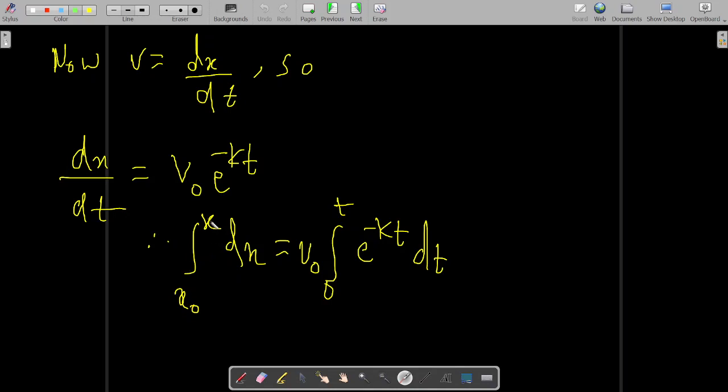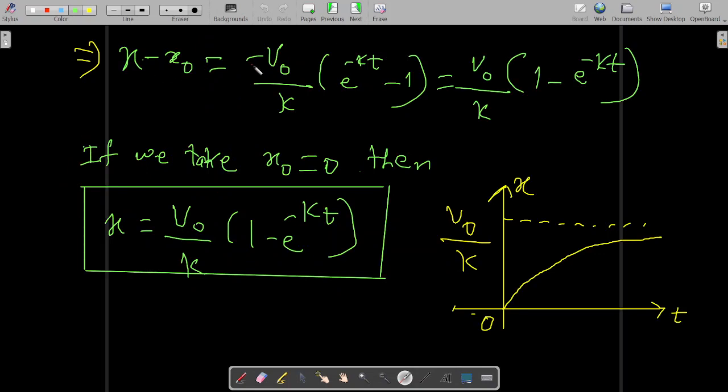So x naught to x means the initial time is 0. At initial time 0, the displacement is x naught from some origin. At initial time 0, the distance traveled by the object is some x naught, and at time t equal to t, the displacement of the object, not distance, displacement I should say rather. So at t equal to 0, displacement of the object was x naught, and at t equal to t, the displacement of the object is x. Now you have put the limits.